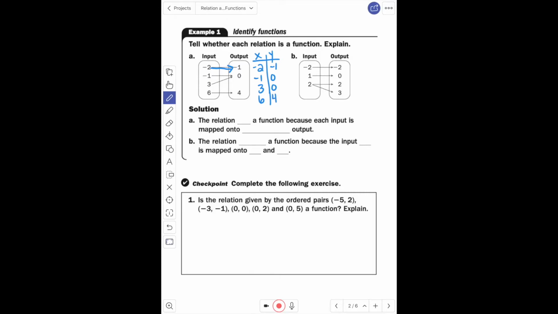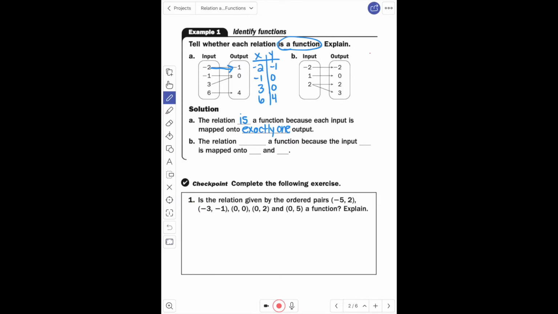So is this a function? And explain. So how do I know if it's a function? I cannot have any repeating x values. My x values do not repeat. Now, do I have a repeating y value? I do. I have a repeating y value of 0, but that's okay. The only thing that cannot repeat are my x values. So this relation is a function for A because each input maps to exactly one output. So no repeating x values. So that is a function.